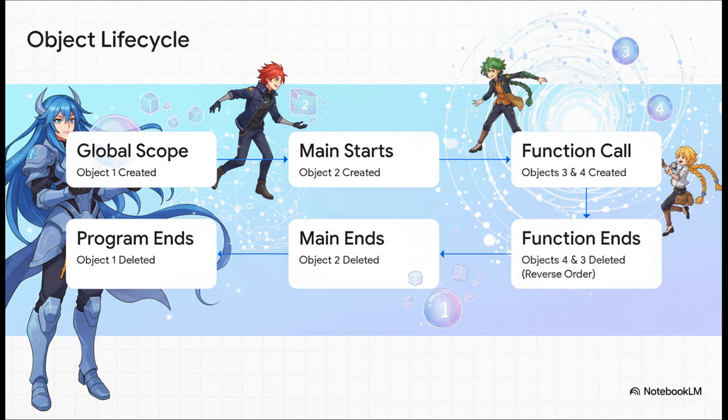But as soon as that function ends, they get destroyed in reverse order. 4 goes first, then 3, then main finishes, and 2 is destroyed. And the very last thing to go, right before the program shuts down, is that global object. It's a perfect last-in, first-out system.